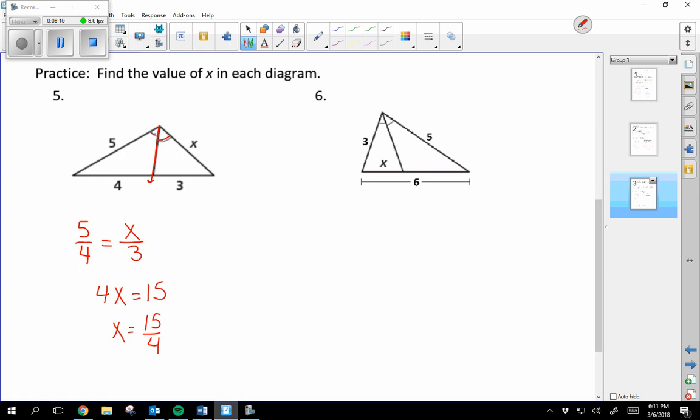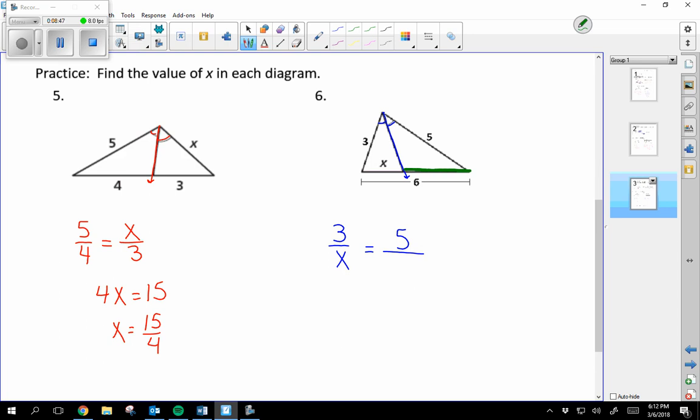In number 6, once again, we do have an angle bisector. We know that because these two angles are marked congruent. From the left of the angle bisector, I would like to use 3 to x, 3 being more of the top piece, x being more of the bottom. But then when I switch and look at the right side of the triangle, the top piece would be the 5, and then this piece right here is the bottom on the right side of the angle bisector.